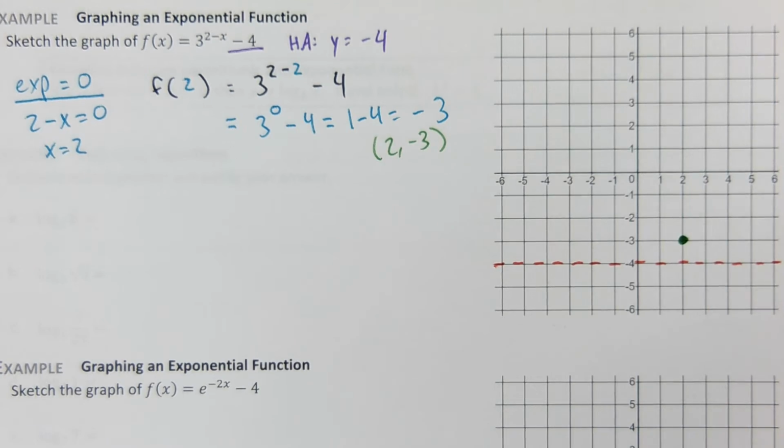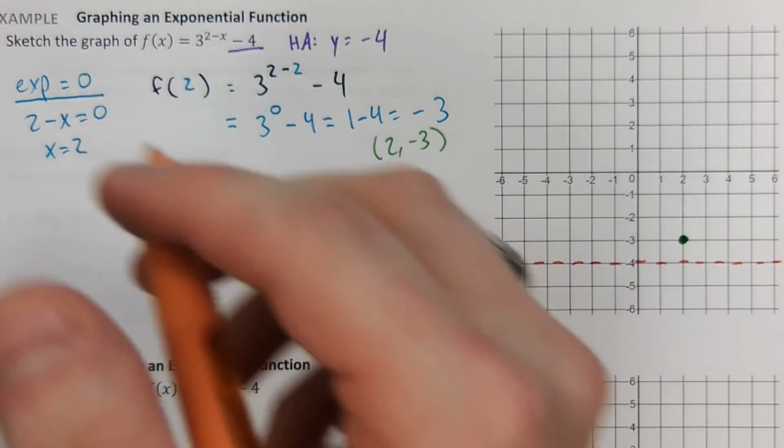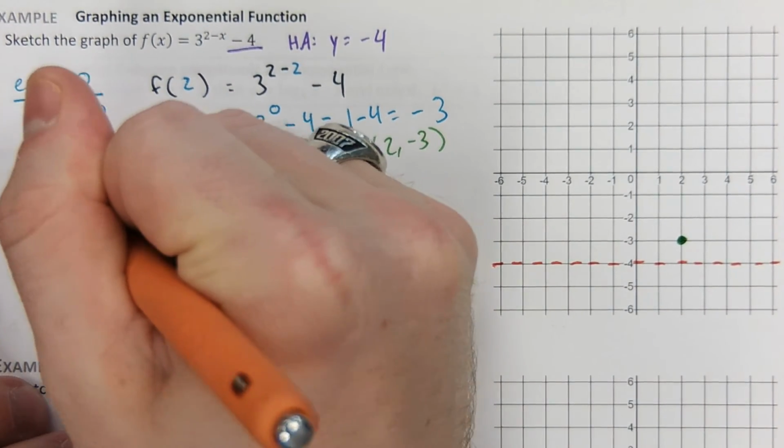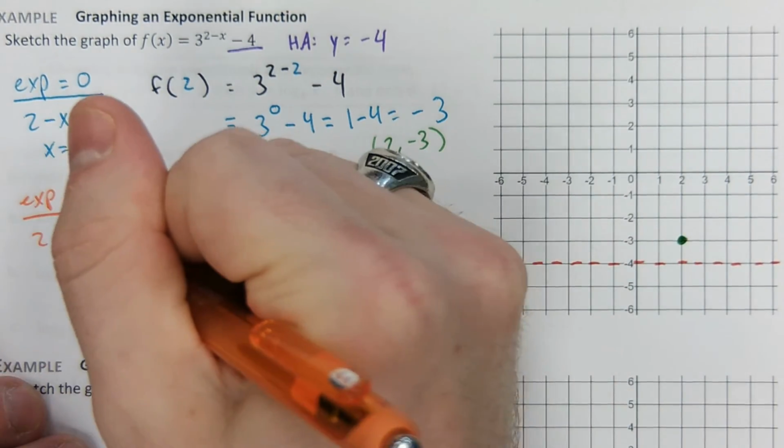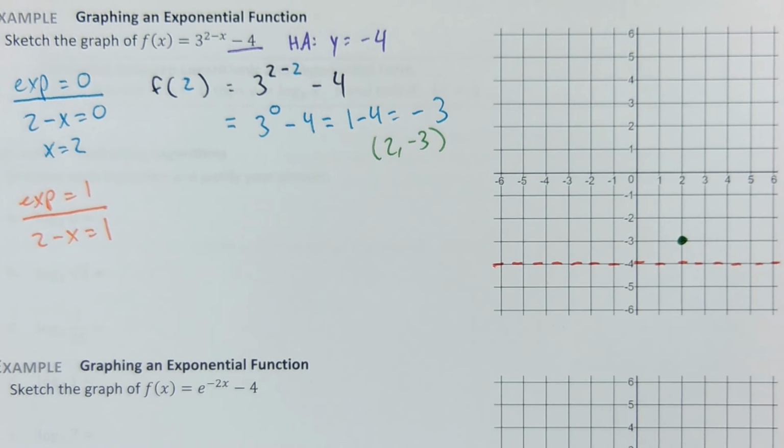The next structure is what makes that exponent equal 1. Take your exponent, whatever it is, set it equal to 1. You could do the algebra, or you could use a little bit of common sense. 2 minus a number is 1. Hopefully it's obvious that that number is x equals 1.